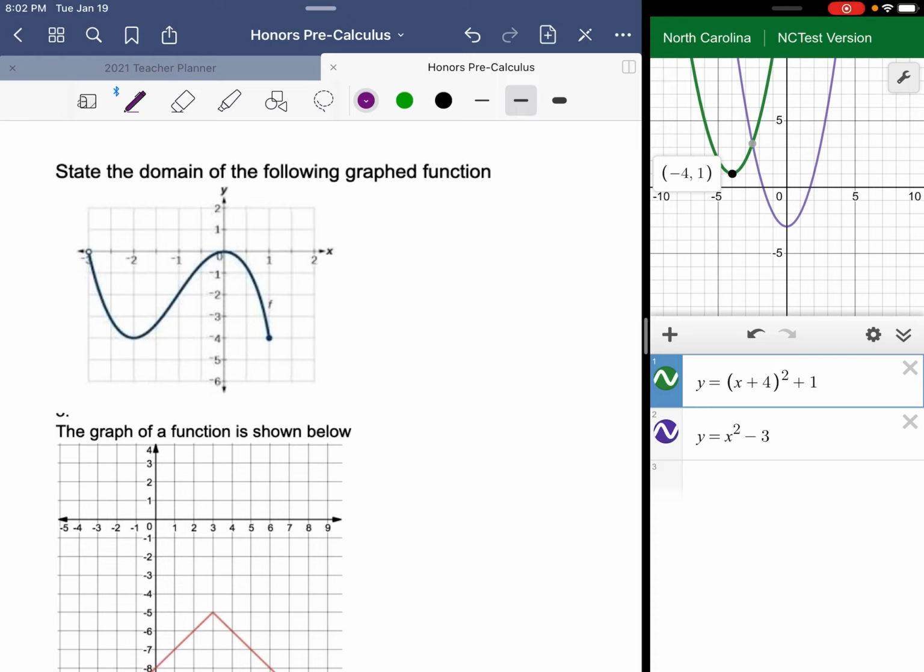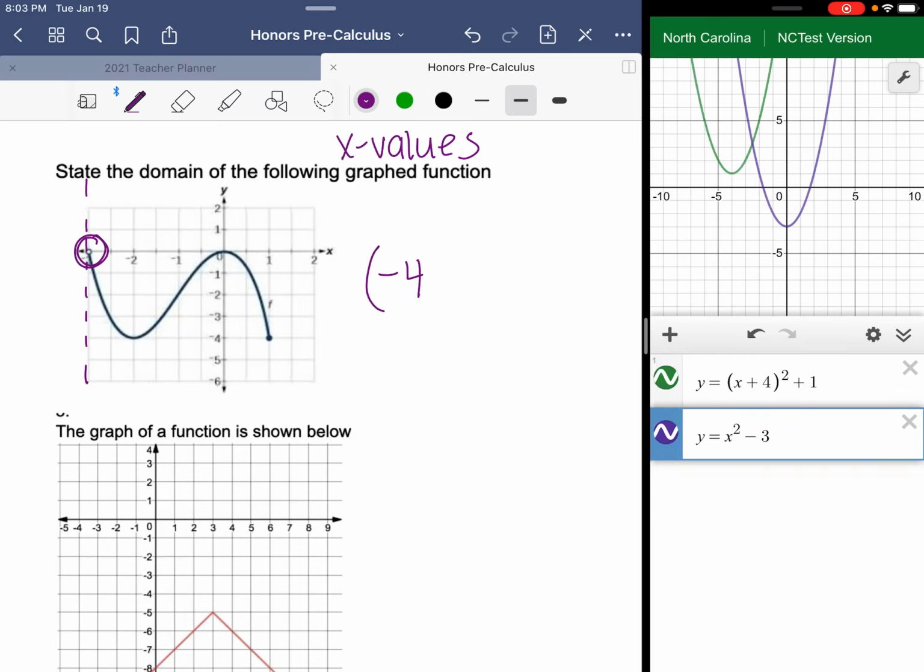All right, so domain. Remember, domain are your x values, so I want to know from left to right. So we're going to start the domain on this side, and that is going to start at -4. Now I have an open circle right here, so that's going to be a parenthesis, and everything is continuous here, and then we stop at 1, but that one has a closed circle, so that's going to be a bracket.